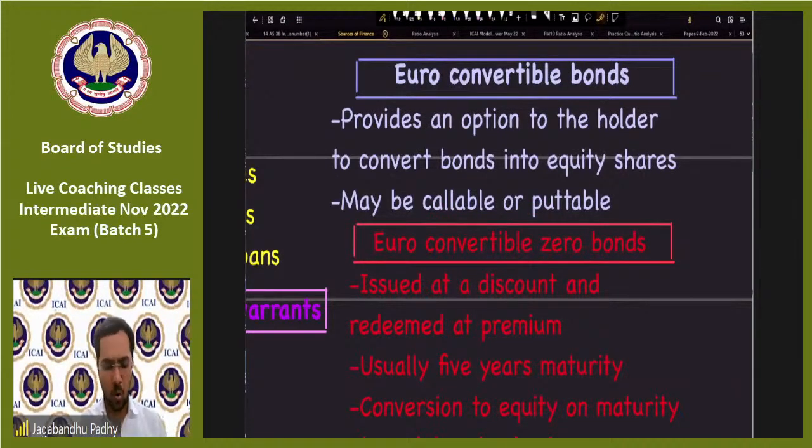Generally, if you don't have this callable and puttable option, that bond is not supposed to be retired or paid before maturity. It will be paid only on maturity. But when you have this sort of feature, that the bond is callable or puttable, it means the bond may be redeemed before the due date also.